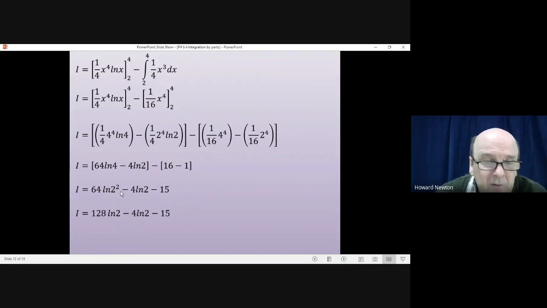Using the normal rule for logs, the 2 comes down to the front, and I get 2 times 64 is 128. And then that simplifies to 124 log 2, take away 15, and the answer is in the form that they asked for.